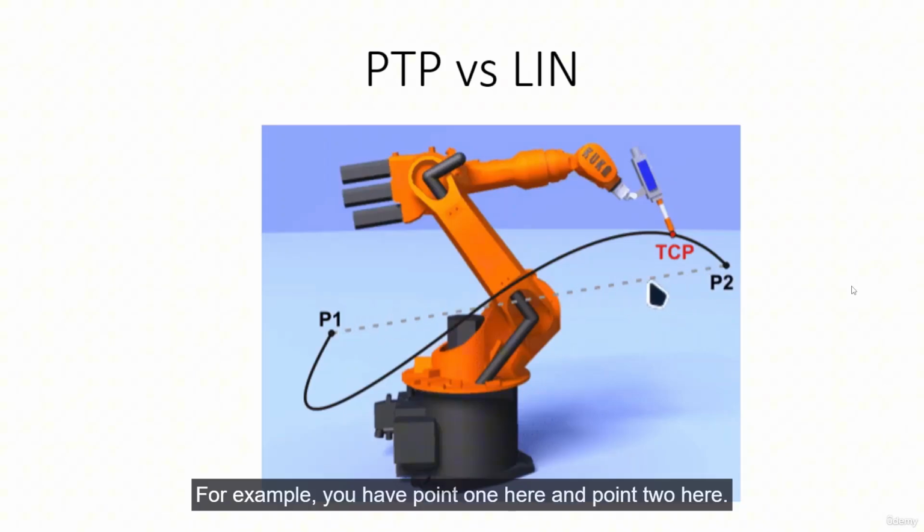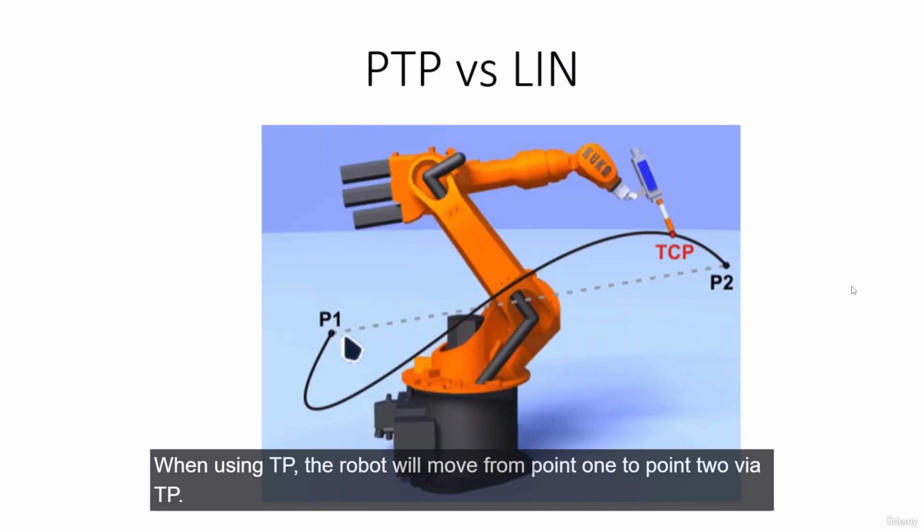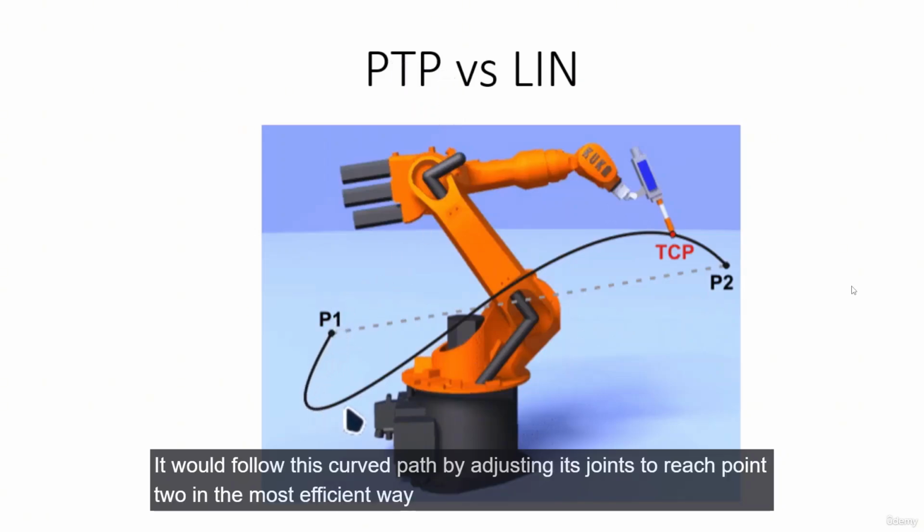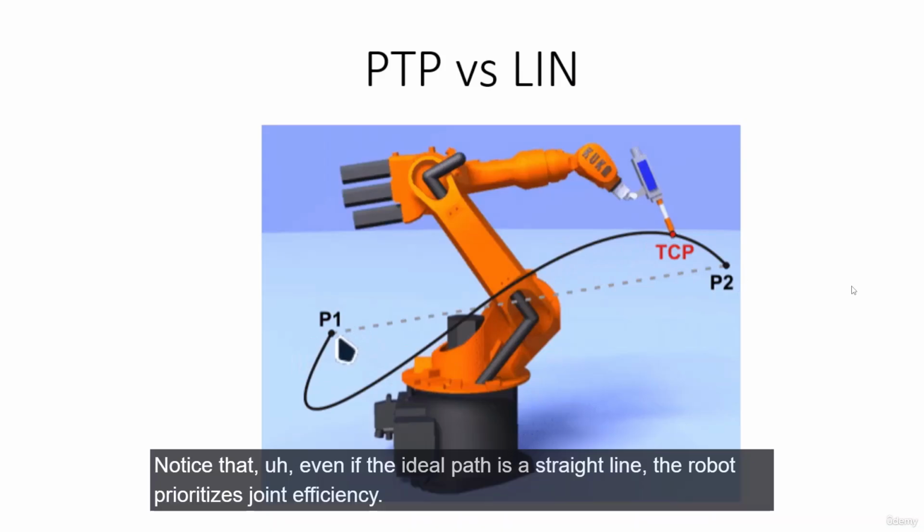For example, you have point 1 here and point 2 here. When using PTP, the robot will move from point 1 to point 2 via PTP. And here's what happens. It would follow this curved path by adjusting its joints to reach point 2 in the most efficient way possible. Notice that even if the ideal path is a straight line, the robot prioritizes joint efficiency.